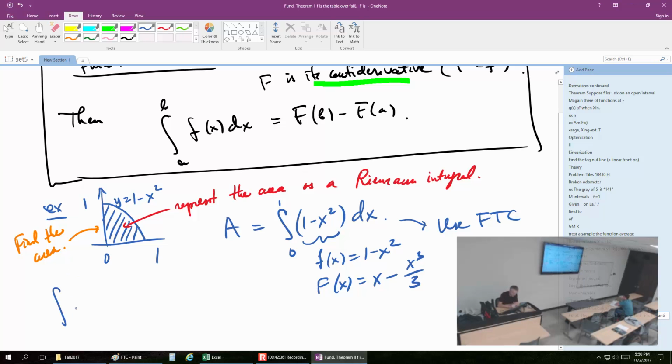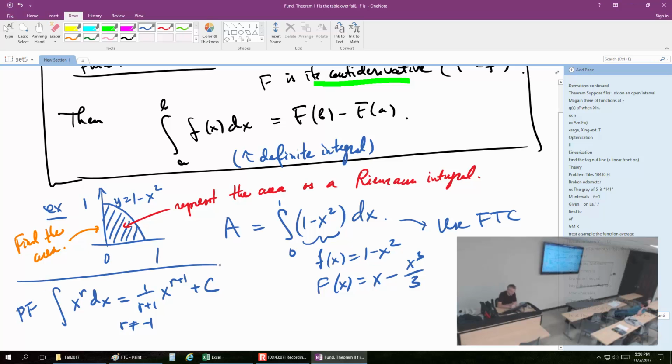So let me refresh your memory. The integral of x^r dx is equal to, this is the indefinite integral or antiderivative, and this one is the definite integral. So Riemann integral, definite integral, same thing. It is 1 over r plus 1 times x to the r plus 1, plus c, as long as r is not equal to -1. That is the power formula. I could add plus c here, but it doesn't make any difference because we're going to subtract, so that plus c won't matter.